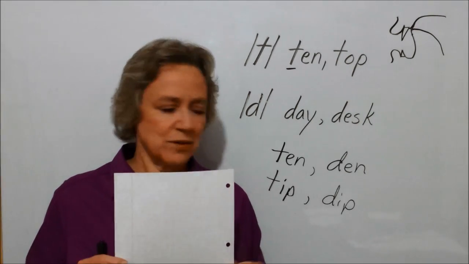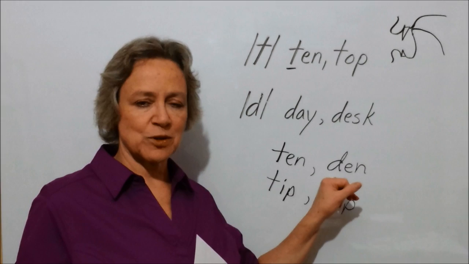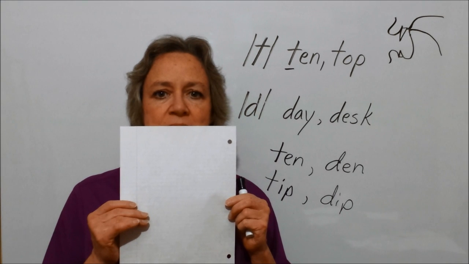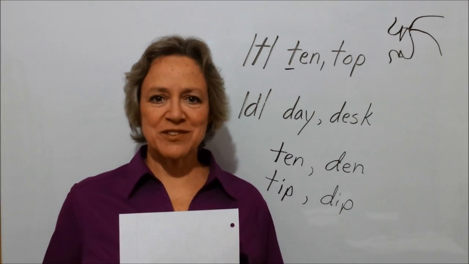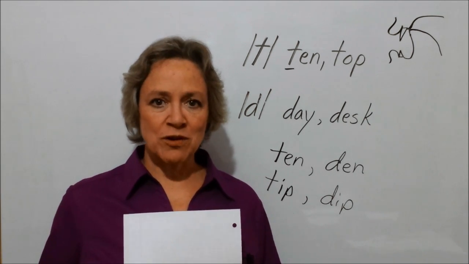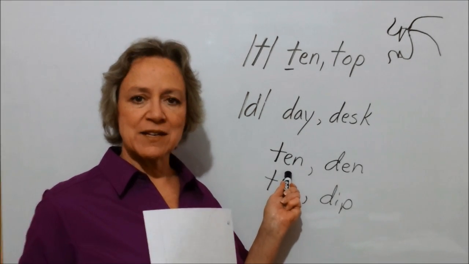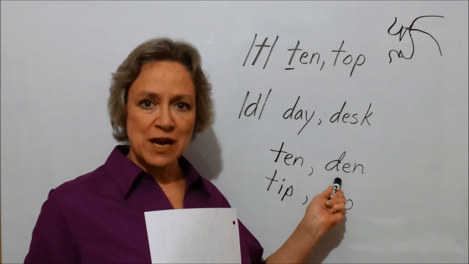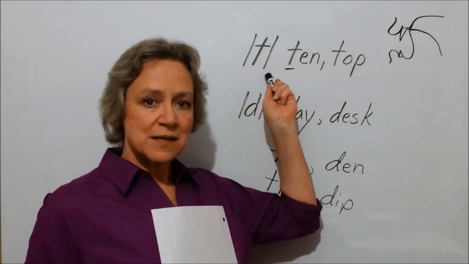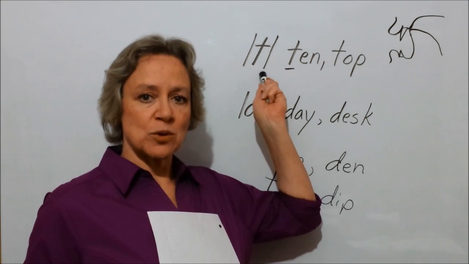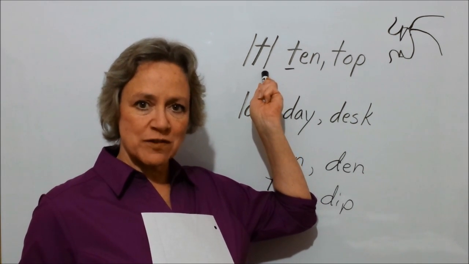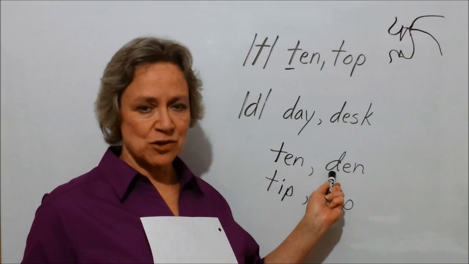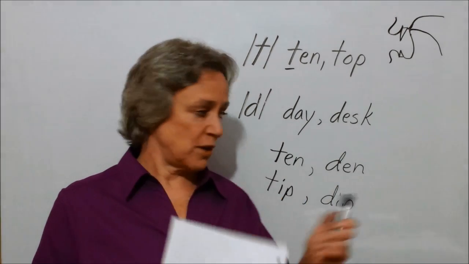Now I'll do both words. First this one, then this one, okay? Ten, den, ten, den. Did you see my paper move? You should have seen it move much more for the first word, ten, than it did for the second word, den. And again, the reason for that is because the first sound in ten is t, which is an aspirated sound. So aspiration again means that there is a strong puff of air. The puff of air in this sound at the beginning of the word den is not as strong. So my paper did not move as much for the second word.